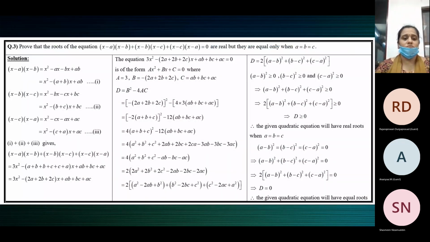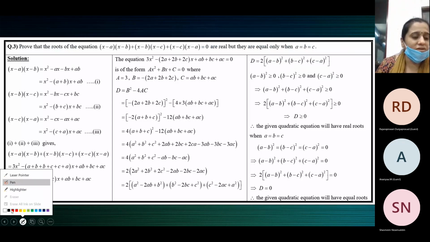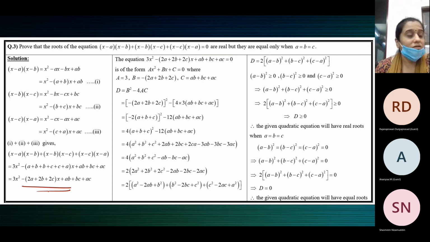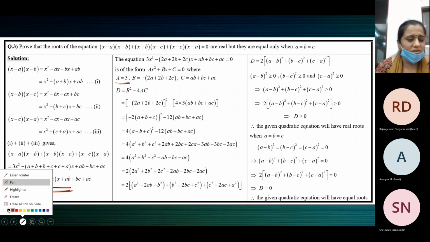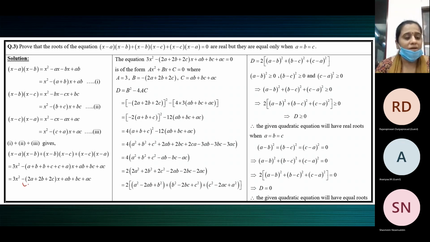Okay, write down. I think I explained till here, children. Let me proceed. So now this equation is of this form, wherein your a is 3, correct? I've not taken 2 common, it's fine, anyways, it's okay. What is b? Minus 2 into this one, minus of (2a plus 2b plus 2c). And c is ab plus bc plus ac. Correct? Now find the discriminant.